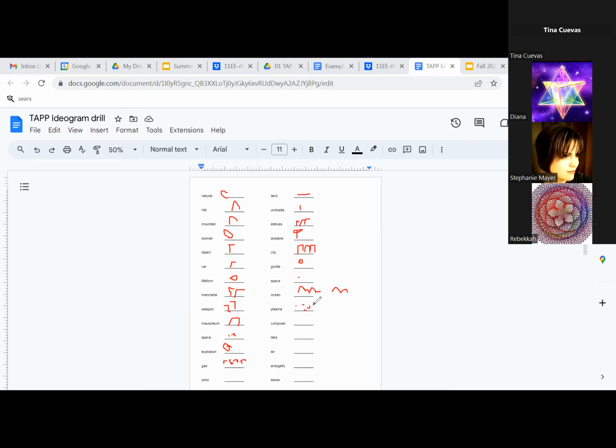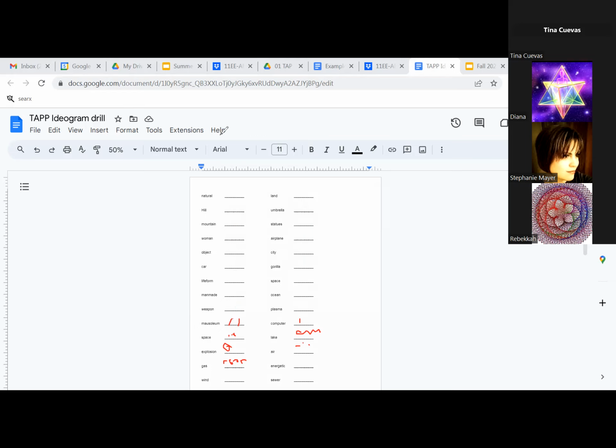Plasma usually have curls again. A computer, and then lake is usually water or wavy lines. But your ideogram language will be unique. And each week you can print these up and practice them to see what the language is that you get.